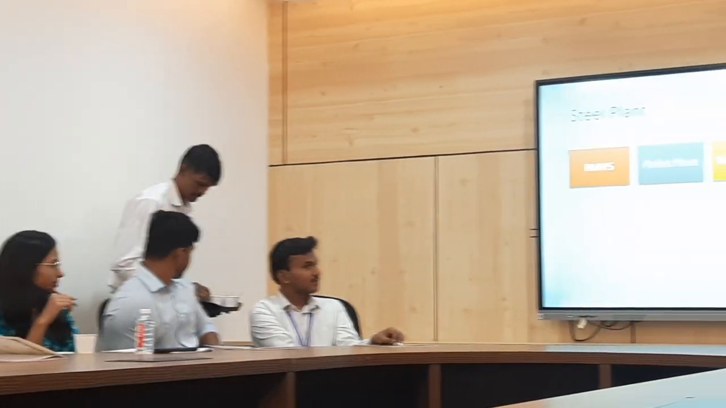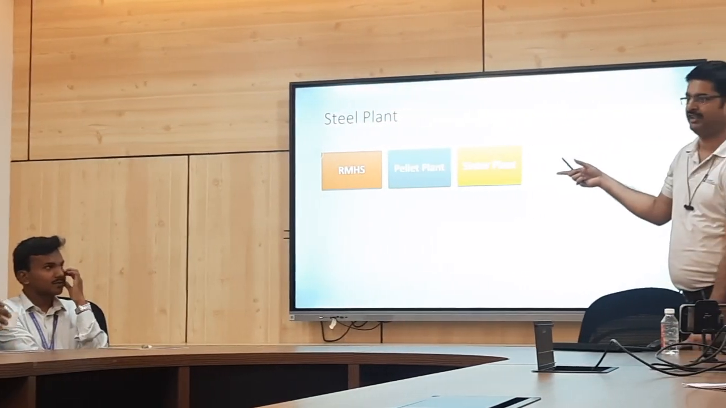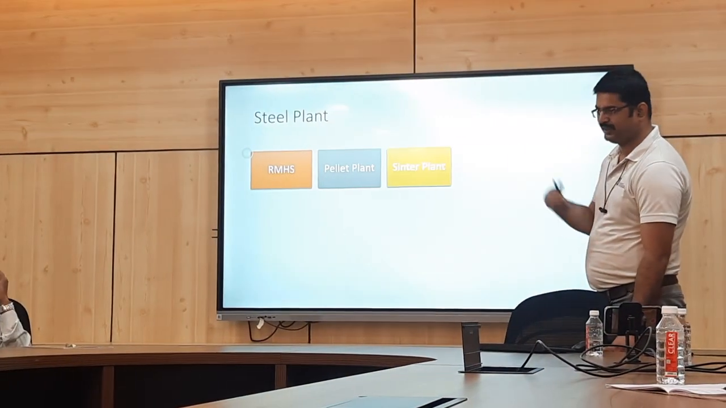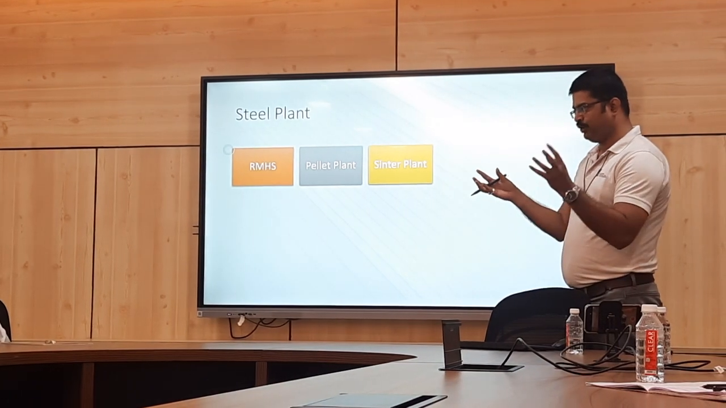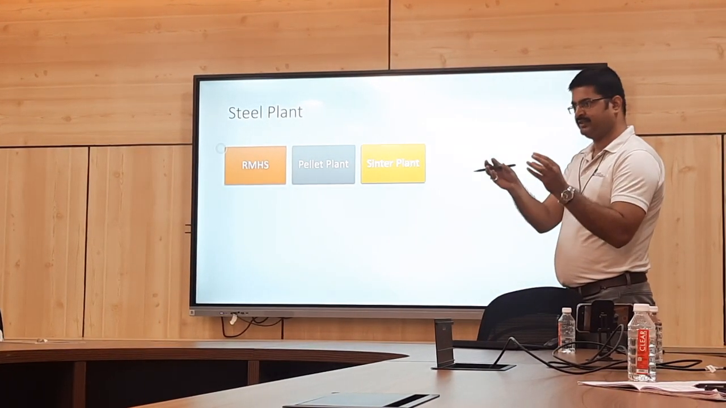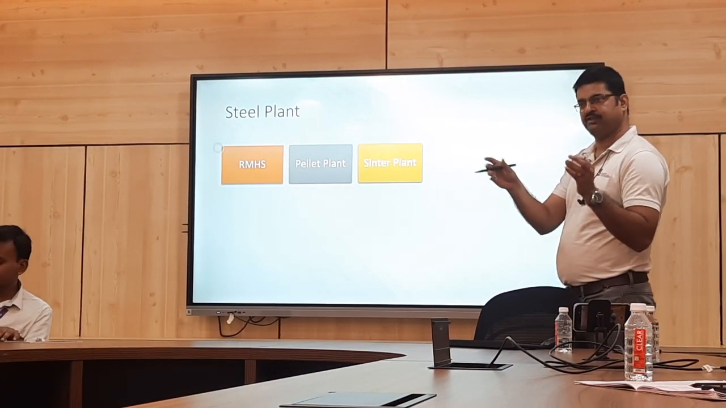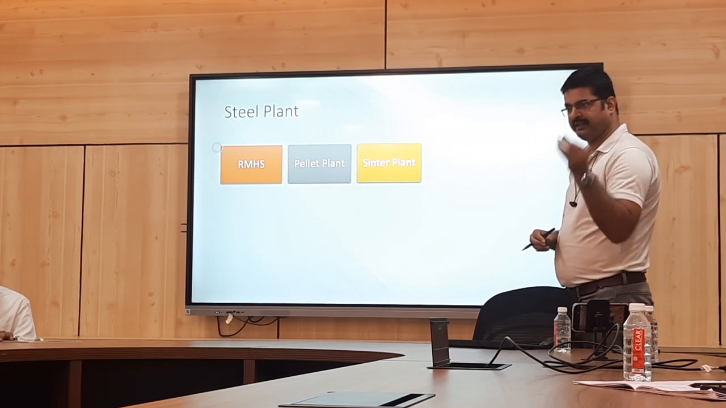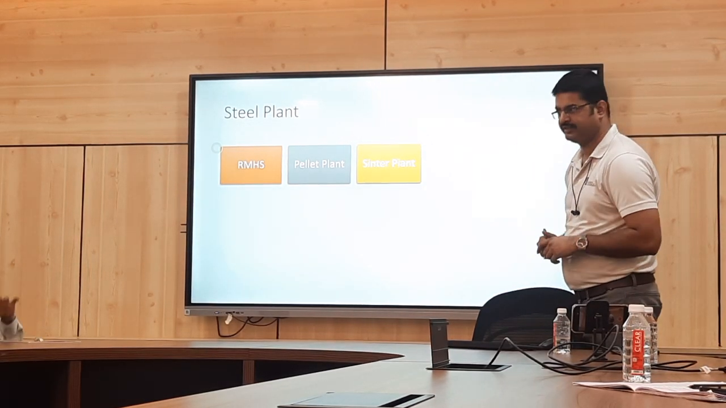Next one. Pellet plant. Ravi sir already told it. Sinter plant. It's also a process for blast furnace. It's a raw material for blast furnace. Okay, I'll explain it. Sinter is just an agglomerate of all these things, fluxes, iron ore fines, coke fines, all these things. We make sinter, and it's used in the blast furnace. Okay.